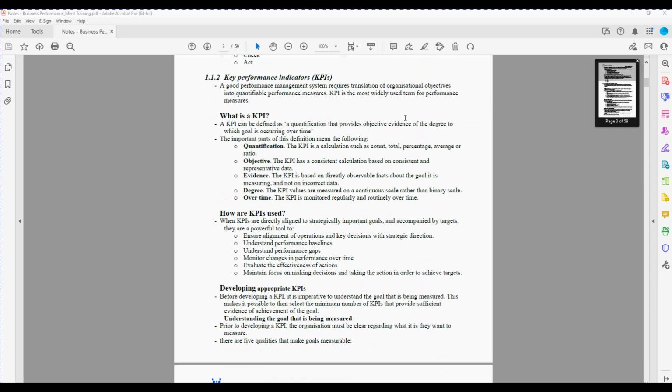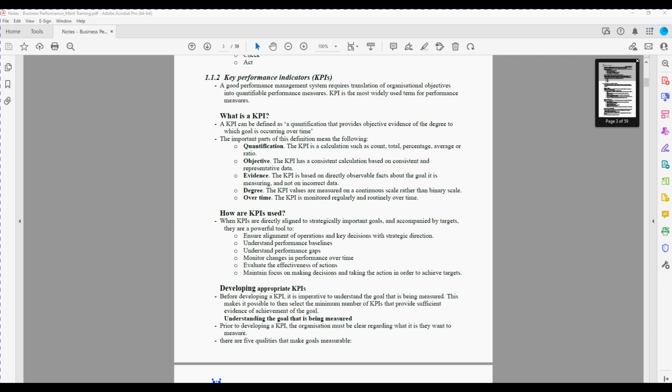Okay, 1.12, key performance indicators. So key performance indicators, we talked about this a little bit earlier. They're essentially the numerical measures or quantifiable performance measures of the business in order to achieve its goals and strategy. So what is a KPI? A KPI is a quantification that provides objective evidence of the degree to which a goal is occurring over time.